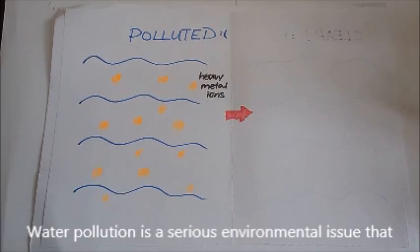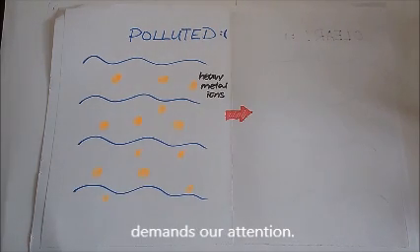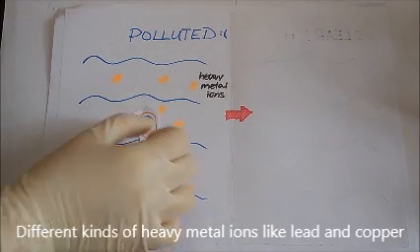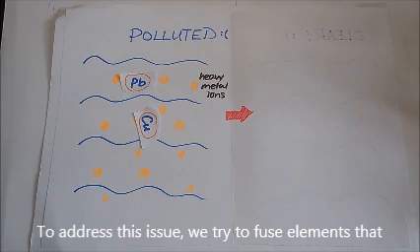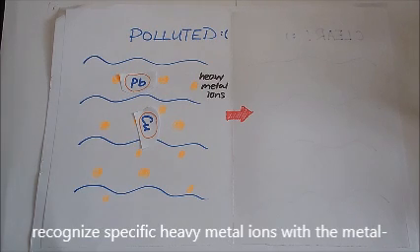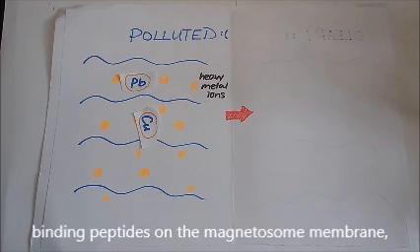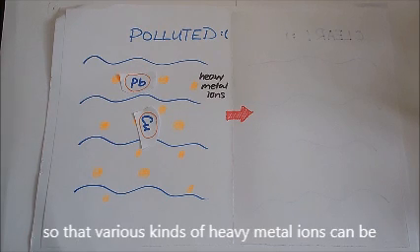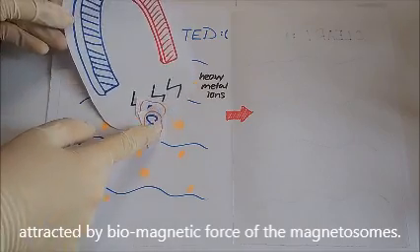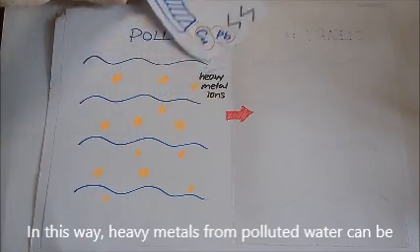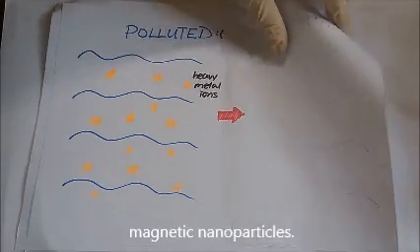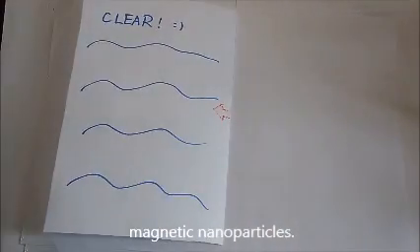Water pollution is a serious environmental issue that demands our attention. Different kinds of heavy metal ions, like lead and copper, are found in the marine system. To address this issue, we try to fuse elements that recognize specific heavy metal ions with the metal binding peptides on the magnetosome membrane, so the various kinds of heavy metal ions can be attracted by biomagnetic force of the magnetosomes. In this way, heavy metals from polluted water can be removed along with the removal of the magnetic nanoparticles.